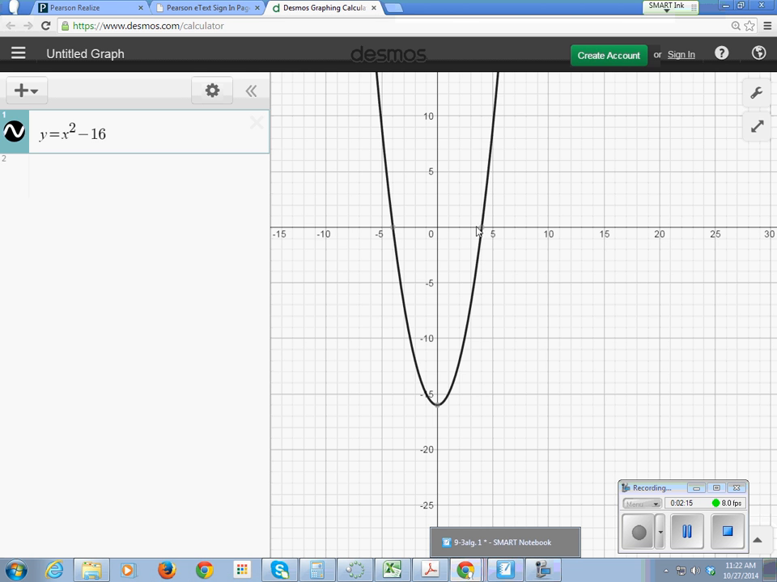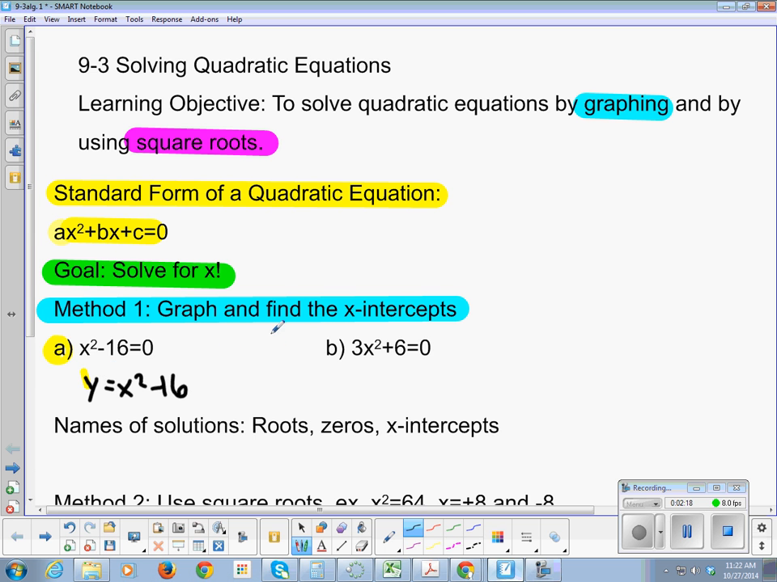So my answers, according to my graph, if I were to answer this, I would make a little graph on my paper and sketch the graph just to show that I didn't just look the answers up. And at -4 and +4. So the solutions to this are x equals -4 and x equals +4.